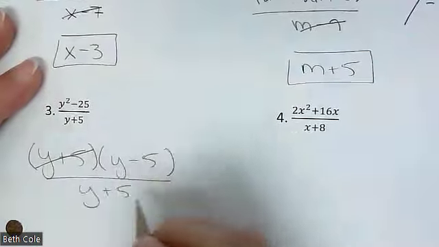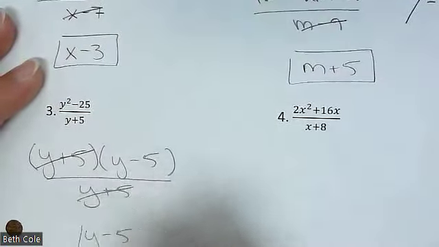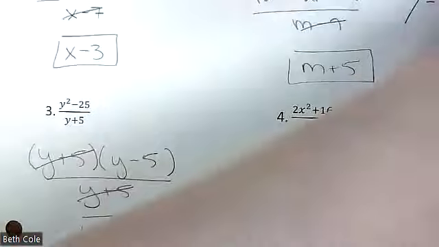And so what's your final answer? Y minus 5 is the answer. Can I real quick show you another one though? Because that was a little rough.